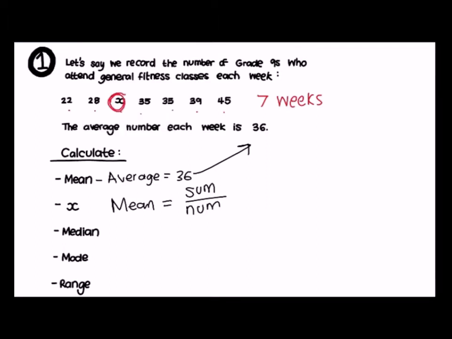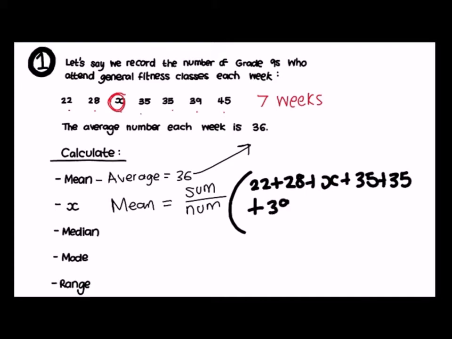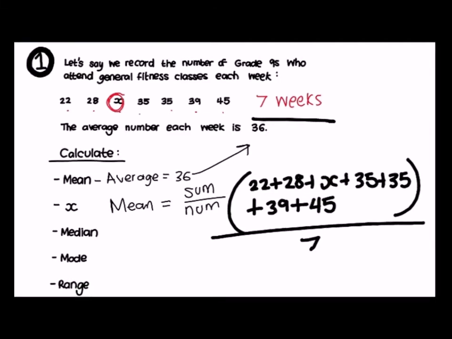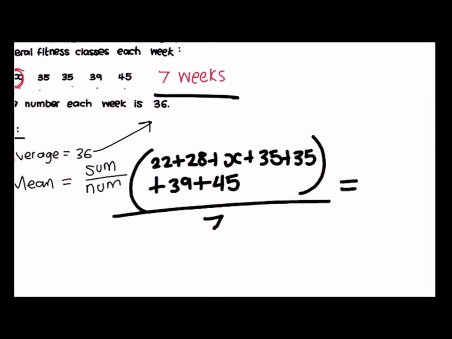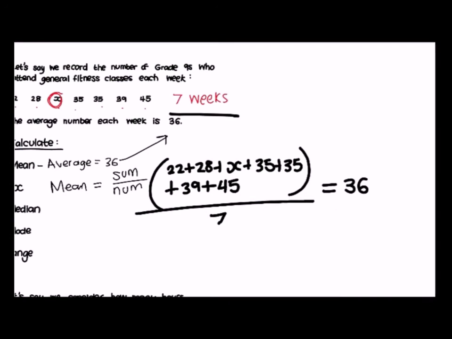So the sum of all the values is 22 plus 28 plus X plus 35 plus 35 plus 39 plus 45. That's our sum. The number of values is what we calculated here, 7 weeks, so we say over 7. And we know that the mean is equal to 36, so we set it equal to 36. Then it's just a basic thing of solving for this X.